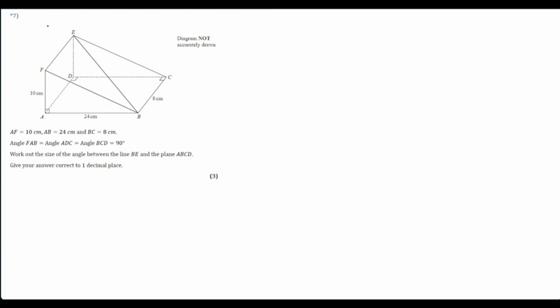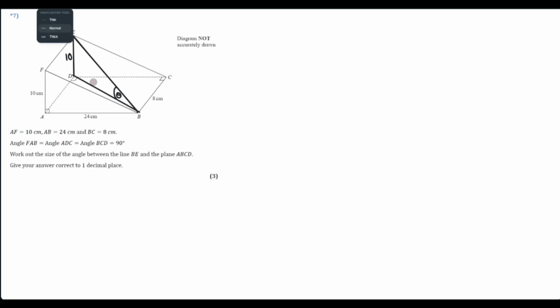Okay, we have a 3D trig question here. It wants us to work out the line BE and the angle between BE and the plane ABCD. So ABCD is the flat surface, and give your answer to one decimal place. In this situation, if I go down from E to D, this will give me a second side of a triangle. From this second side, if I go across to B, this will make a triangle complete, but it creates an angle between the flat surface ABCD and the line BE. This side is going to be 10 because it's the same as FA, it's parallel to FA.